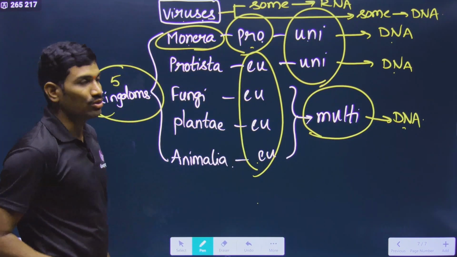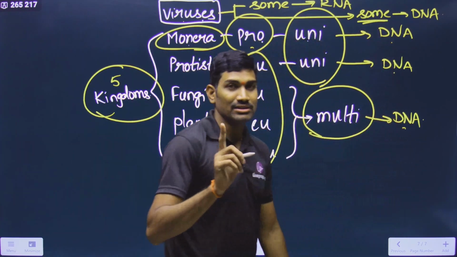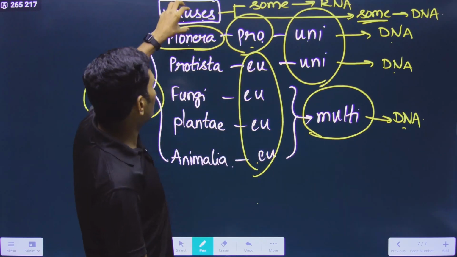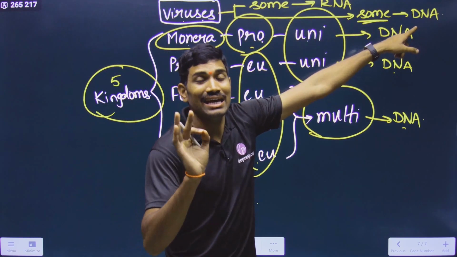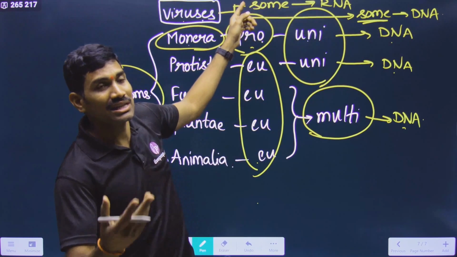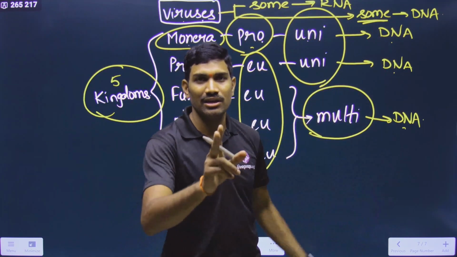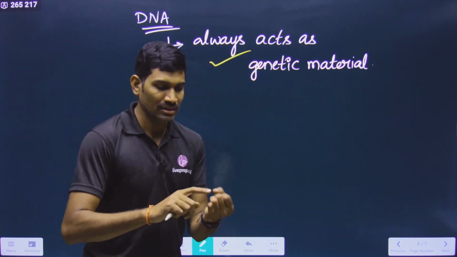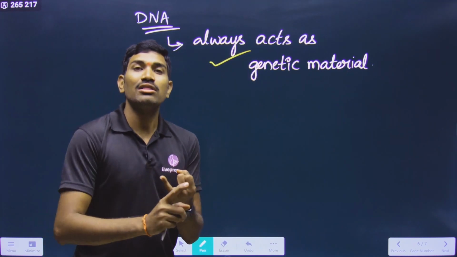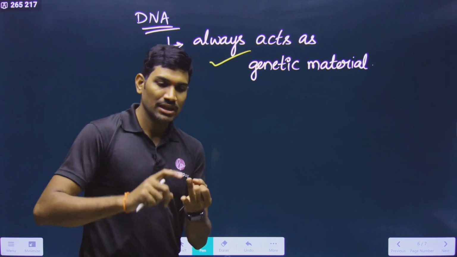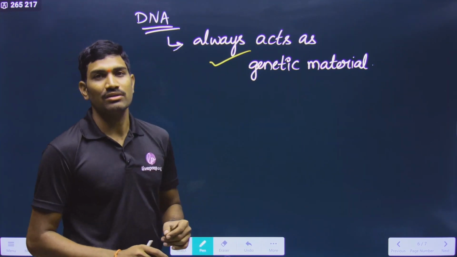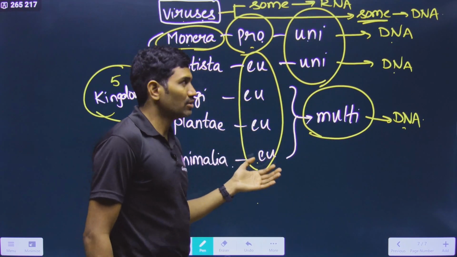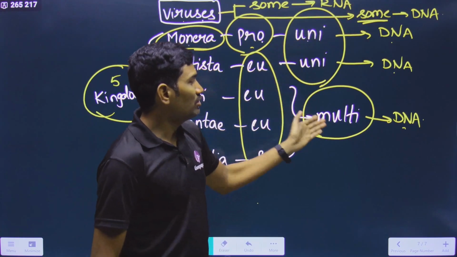Even in the viruses, it is only some viruses, not all viruses. Please observe carefully. For these kingdoms, all have DNA. But for the viruses, some viruses have DNA as genetic material, whereas some other viruses have RNA as genetic material. Understood or not? So here we are talking about DNA acting as genetic material in some viruses plus all five kingdoms. This is what you need to write. Yes or no? Or else, some viruses plus all prokaryotes and eukaryotes, some viruses plus all unicellular and multicellular.